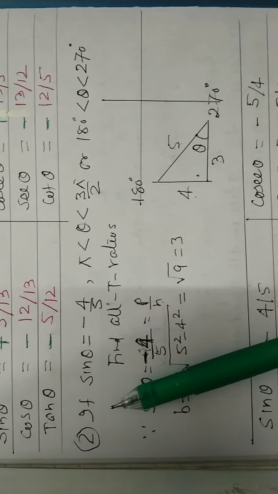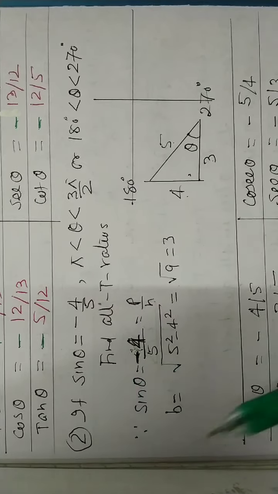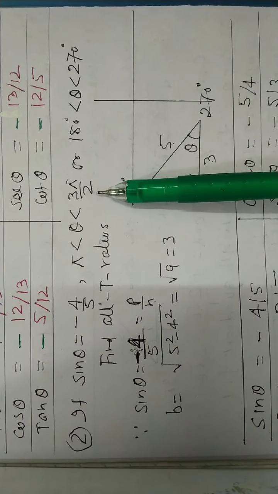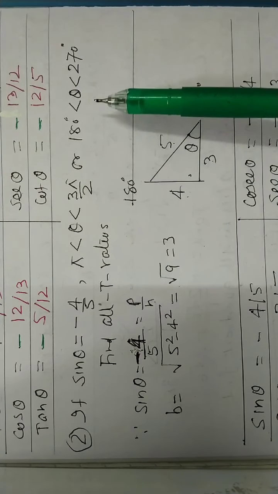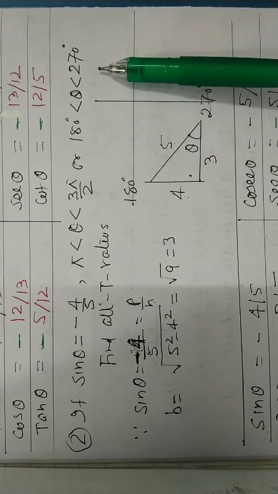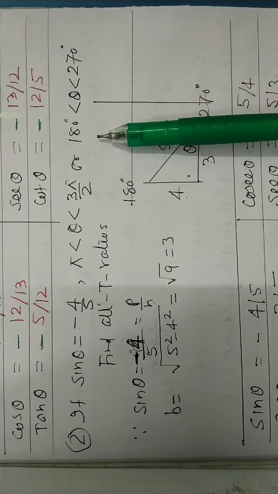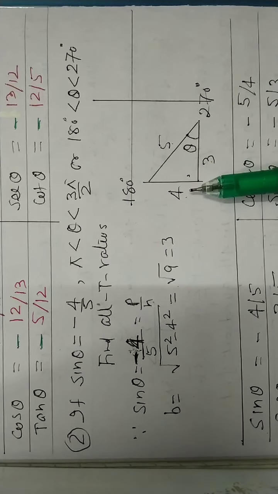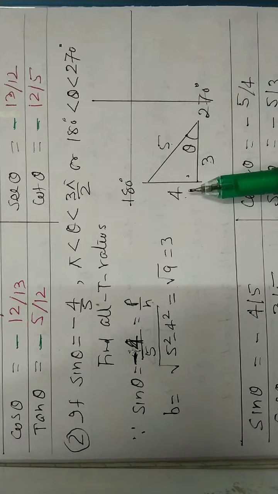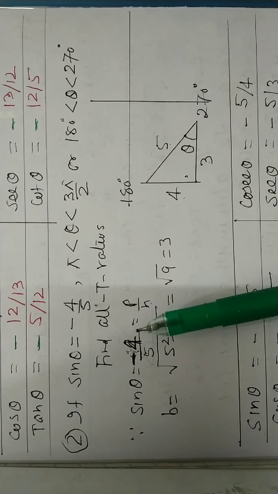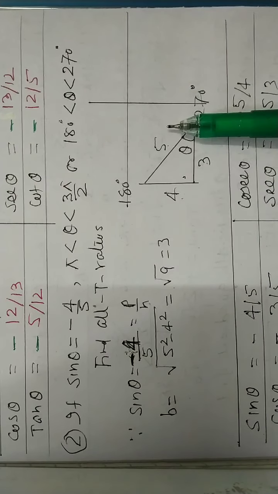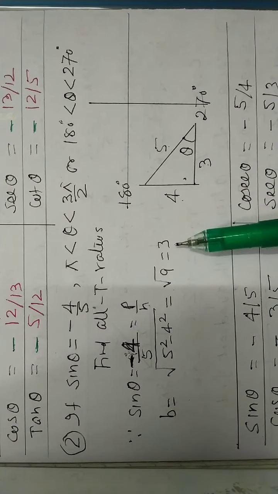Next, the similar problem, number 2. If sin theta is equal to minus 4 by 5, pi less than theta less than 3 pi by 2, it means pi is 180 degree less than theta, 3 pi by 2 is 270 degree. Now this is the third quadrant where the triangle is going to be constructed. Now sin theta is minus 4 by 5, so side of triangle is always positive. So p by h, 4 by 5, get b by Pythagoras, 3.